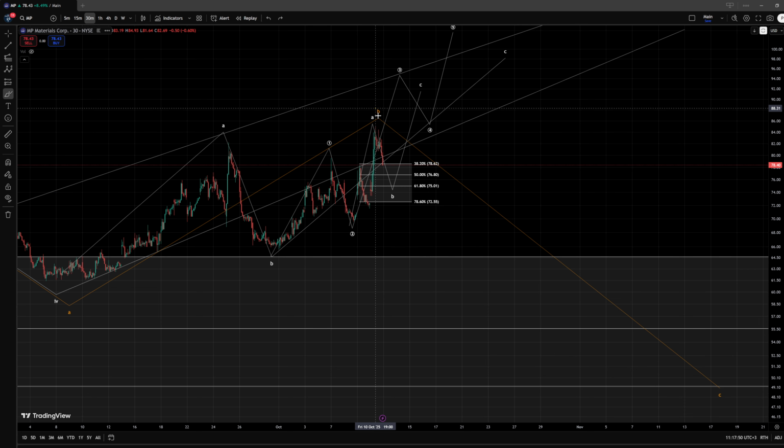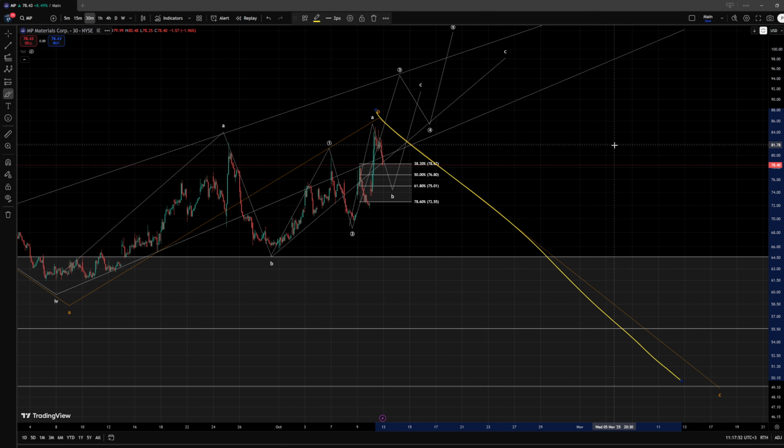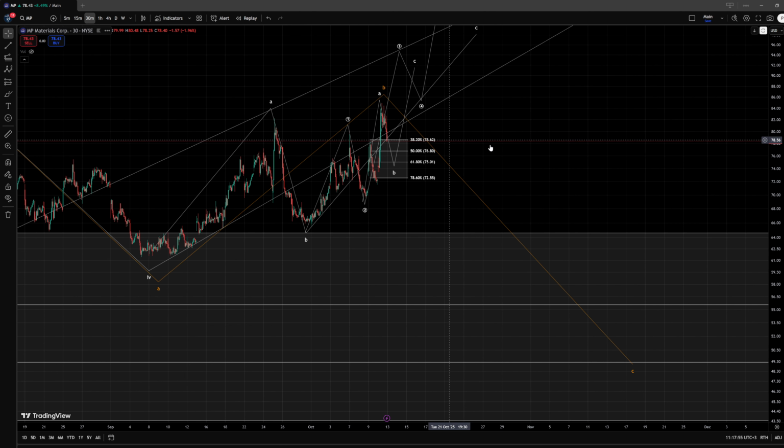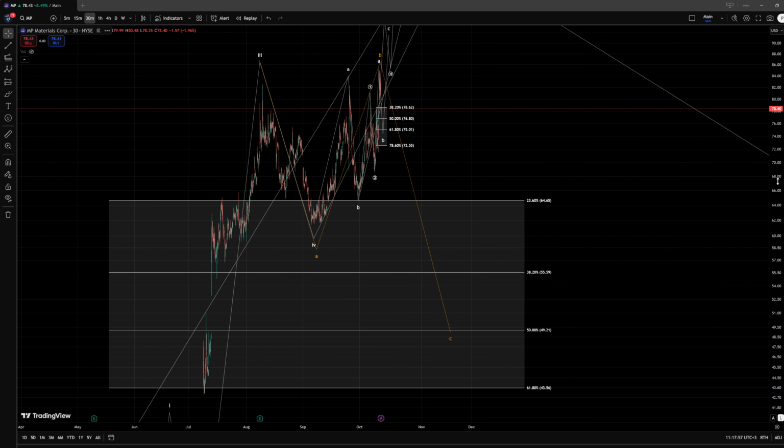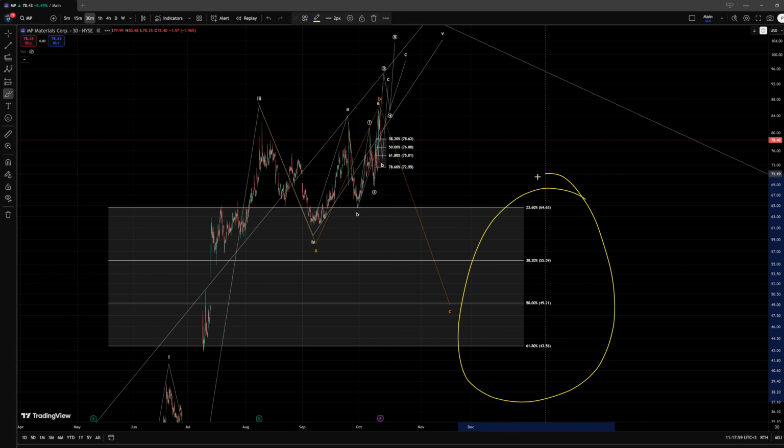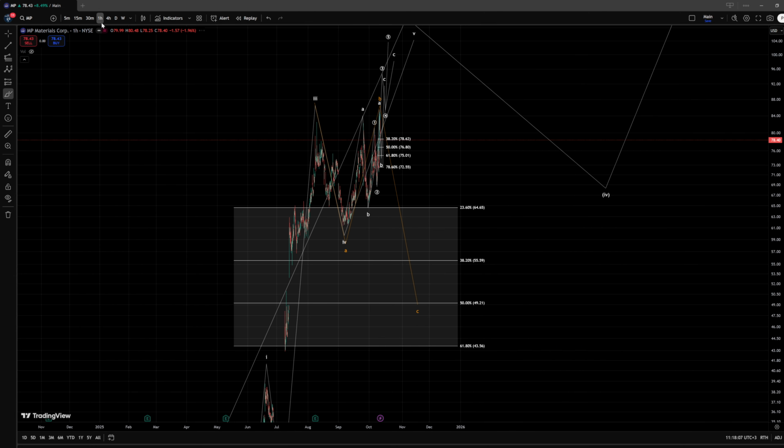signal that this is the C wave to the downside in the orange scenario unfolding, and that we are likely heading back into the larger support zone between the $64 level all the way down to the $43 level at the 61.8% retracement. And for now, these are the levels. This is the trade setup.